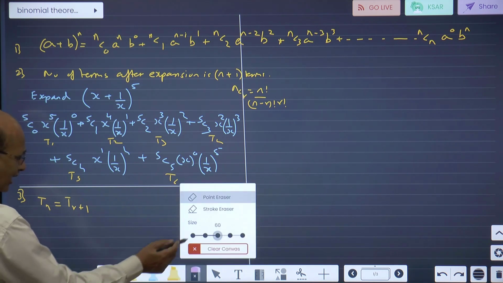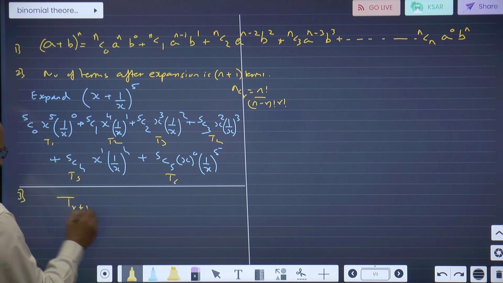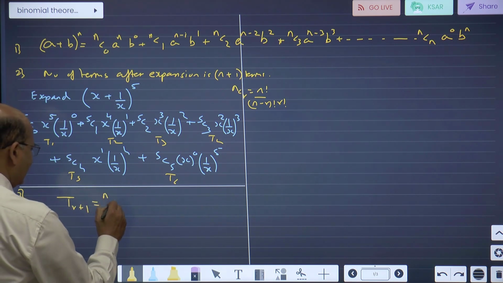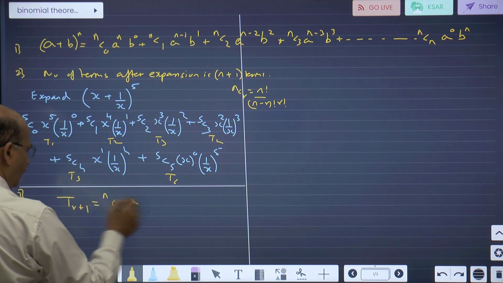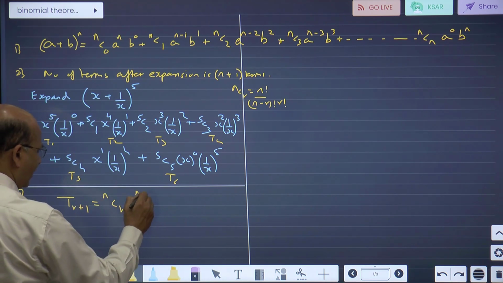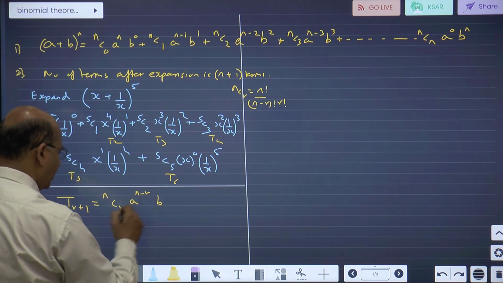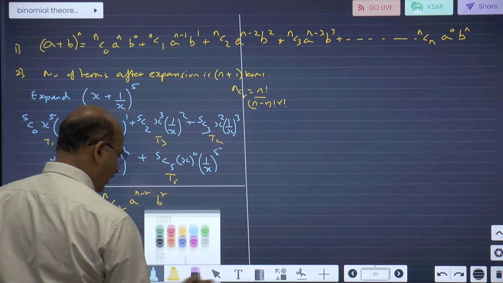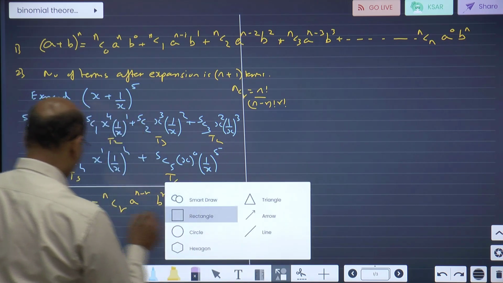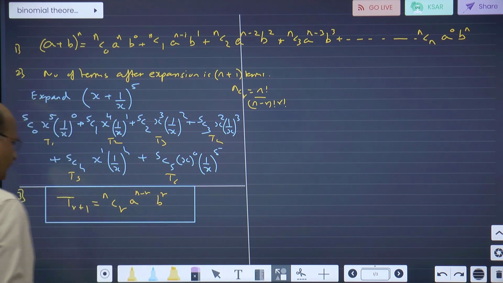I want to take this out. The general term formula is given as nCr, the first term, of course for this expansion, first term is a raised to n minus r, and second term raised to r. So, this is a very, very important result, because you are going to use the general term in maximum questions. So, keep in mind we will be doing it.